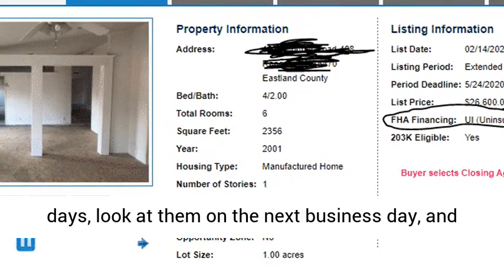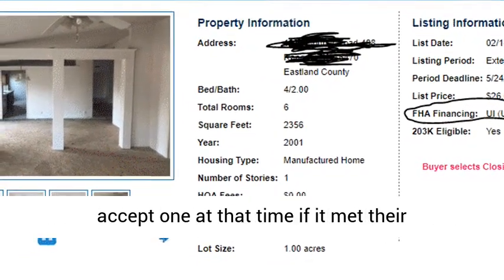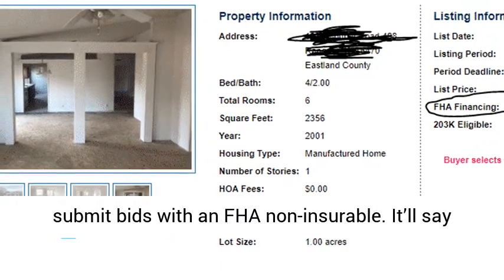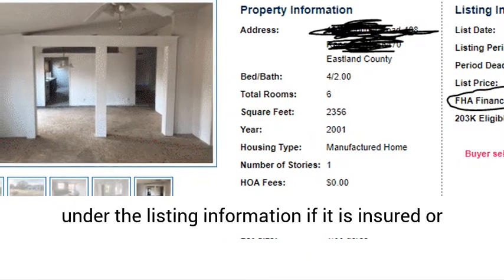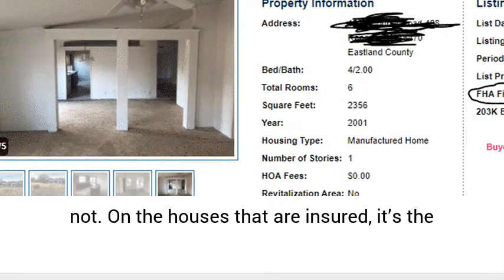So HUD would take all the bids they get in those 5 days, look at them on the next business day, and accept one at that time if it met their requirements. On the 6th day, investors could submit bids with an FHA non-insurable. It'll say under the listing information if it is insured or not.